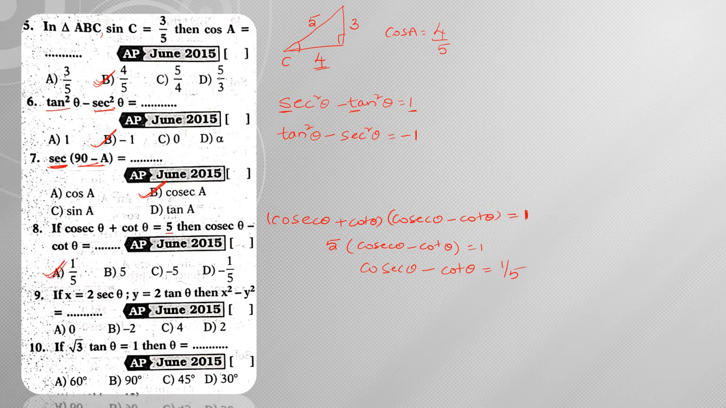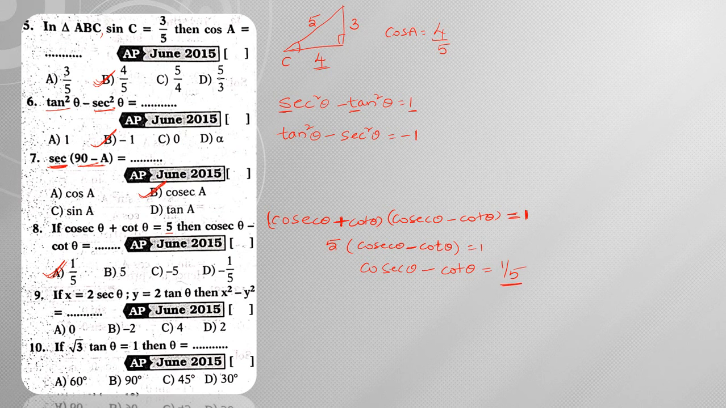Here you need to remember this identity: cosecant theta plus cot theta into cosecant theta minus cot theta is equal to 1. Suppose he has given the plus value, then its opposite, that is the minus value, will be its reciprocal. So we can simply remember it like that.